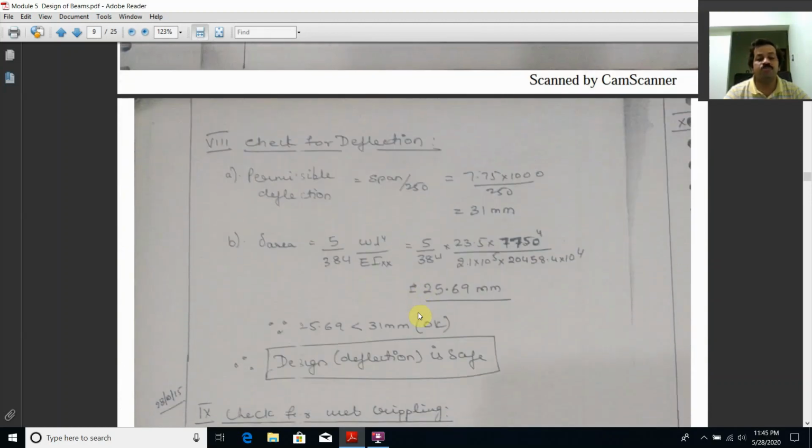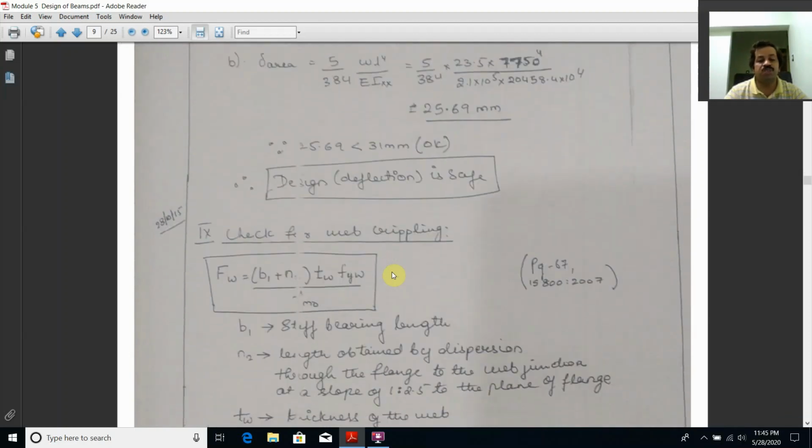Span by 250 is the permissible deflection as per IS 800:2007. So 7.75 is the effective span, multiplying by 1000 to convert to mm, divided by 250, I get 31. Then del permissible is 5 by 384 WL by EI. This is called del actual, hence I'll get 25.69. Hence based on that the three checks are over.